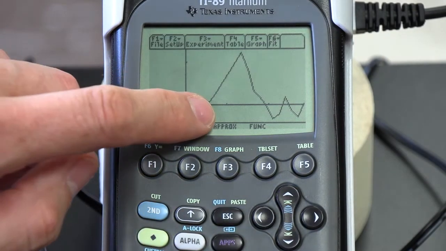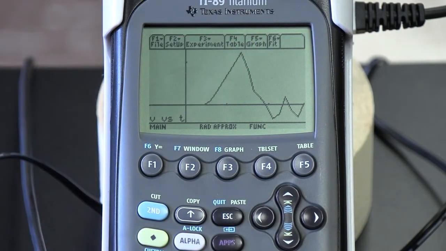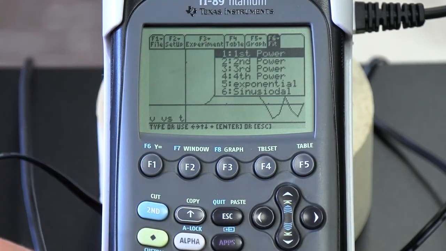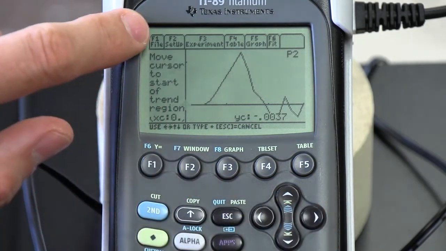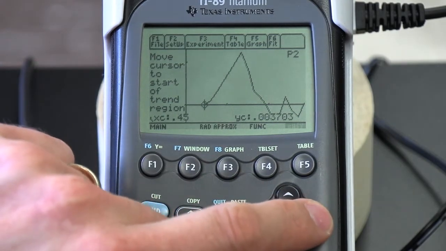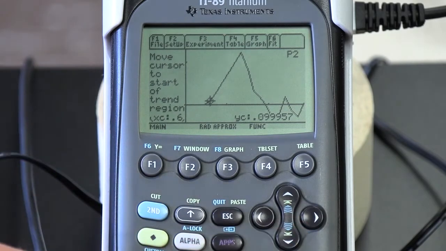Now, here you see the velocity increasing. That's when the car was accelerating. The slope of a velocity graph gives us acceleration, so we're going to use this program to curve fit to the first power, which basically gives us a slope of a straight line. The instruction says move the cursor to the start of the trend region. So I'm going to move in here. I would say the acceleration started there.